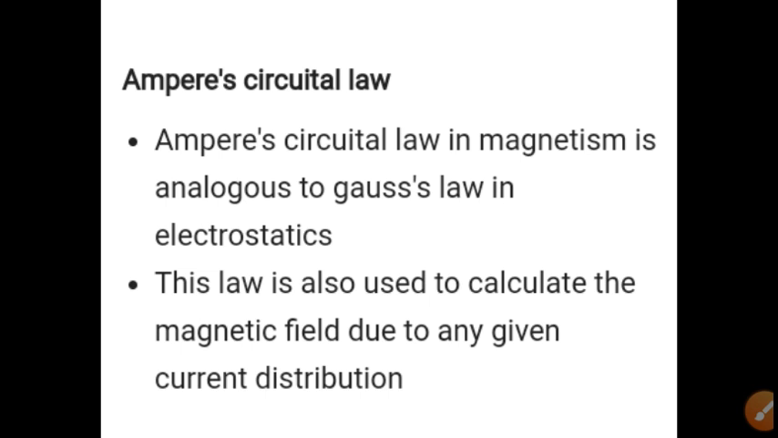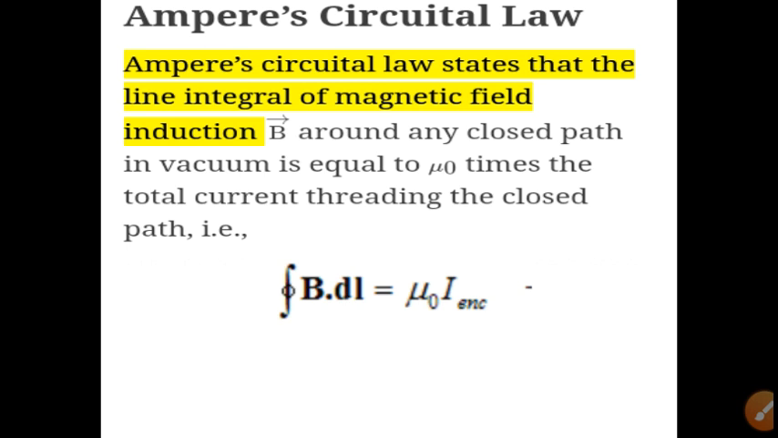This law is also used to calculate the magnetic field due to any given current distribution. We know Gauss's law is used to calculate the electric field due to a charge distribution. Similarly, Ampere's circuital law is used to calculate the magnetic field due to any given current distribution. And this is the statement of Ampere's circuital law.